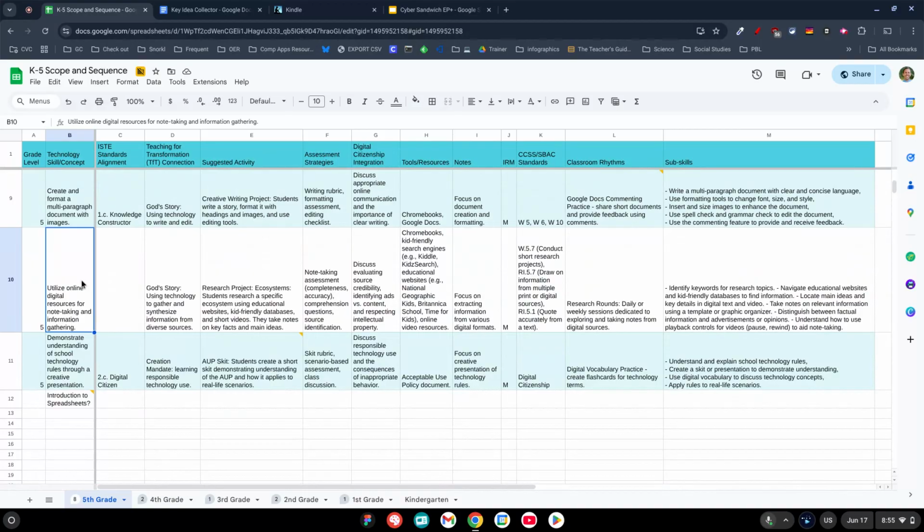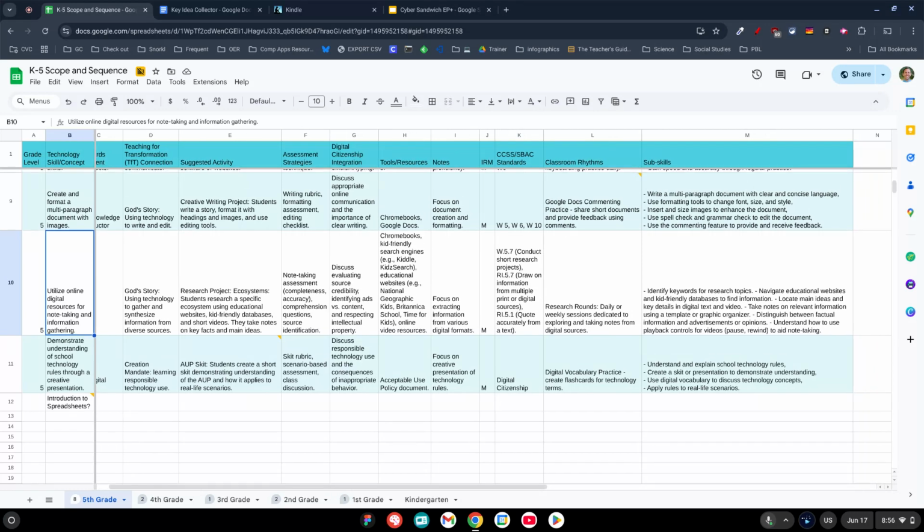We're looking at utilizing online digital resources for note-taking and information gathering. This is especially helpful as we think of the ways that our students are going to take in information. We want to help them develop some very key skills. One of those key skills is being able to summarize information and take notes of what's important, being able to identify important factual information that's going to support whatever we're trying to communicate or even learn about.